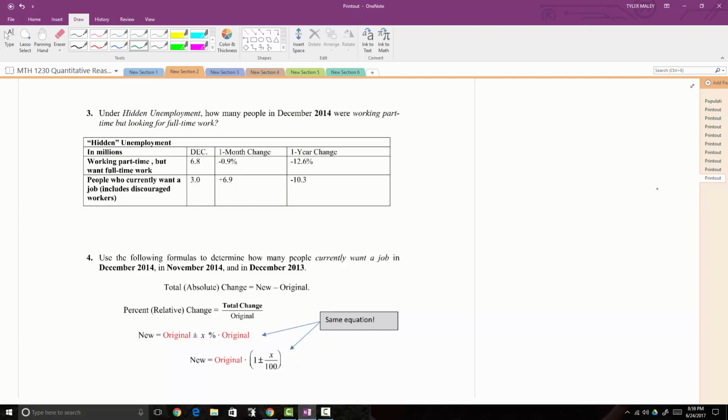So here we have a table. So we have 6.8, 3.0. Here's my 1 month change and my 1 year change. So what it asks us for is how many people in December 2014 were working part-time but looking for full-time work. So I'm looking at this first row.